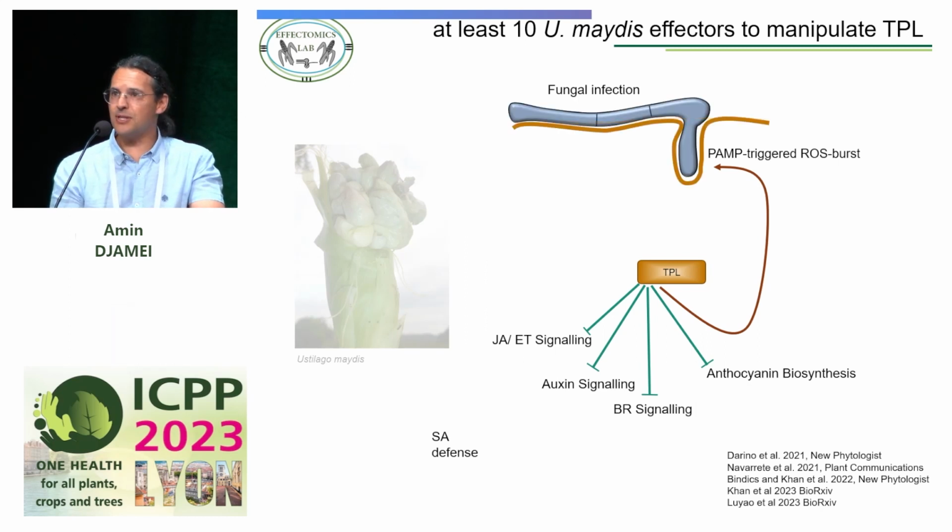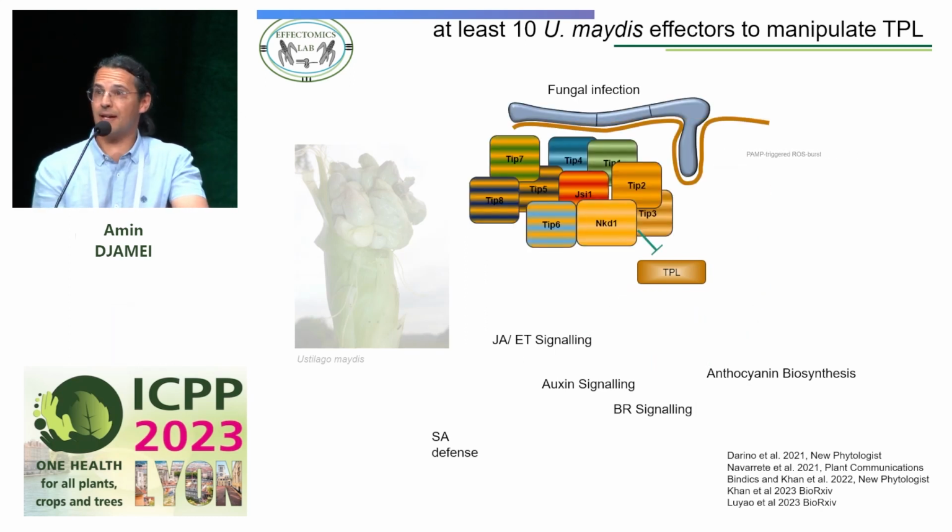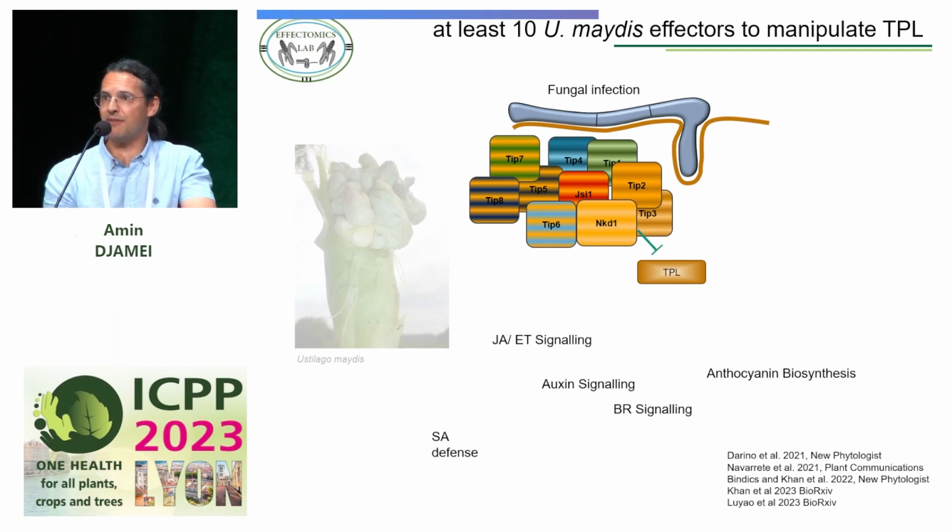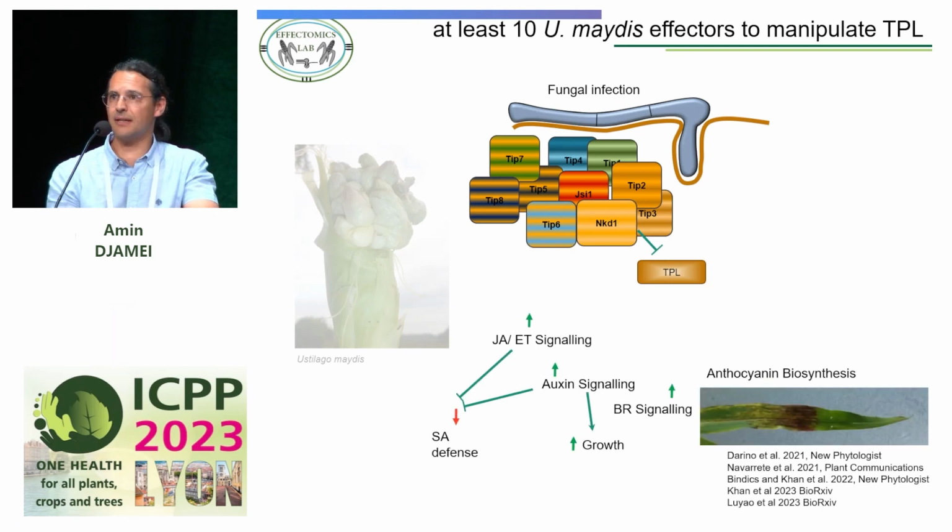And then when the pathogen is coming in, it's secreting Tip effectors, in total 10 known ones so far, and they are suppressing TOPLESS functions, and thereby they are de-repressing the JA-ethylene signaling pathway and the auxin signaling pathway, growth is initiated, BR signaling goes up, and anthocyanin biosynthesis is induced. And as the hormone signaling pathways also have a lot of antagonisms within the plant, we observe a downregulation of SA signaling. So this is all fitting if you look at the transcriptome of maize infected by Ustilago maydis.